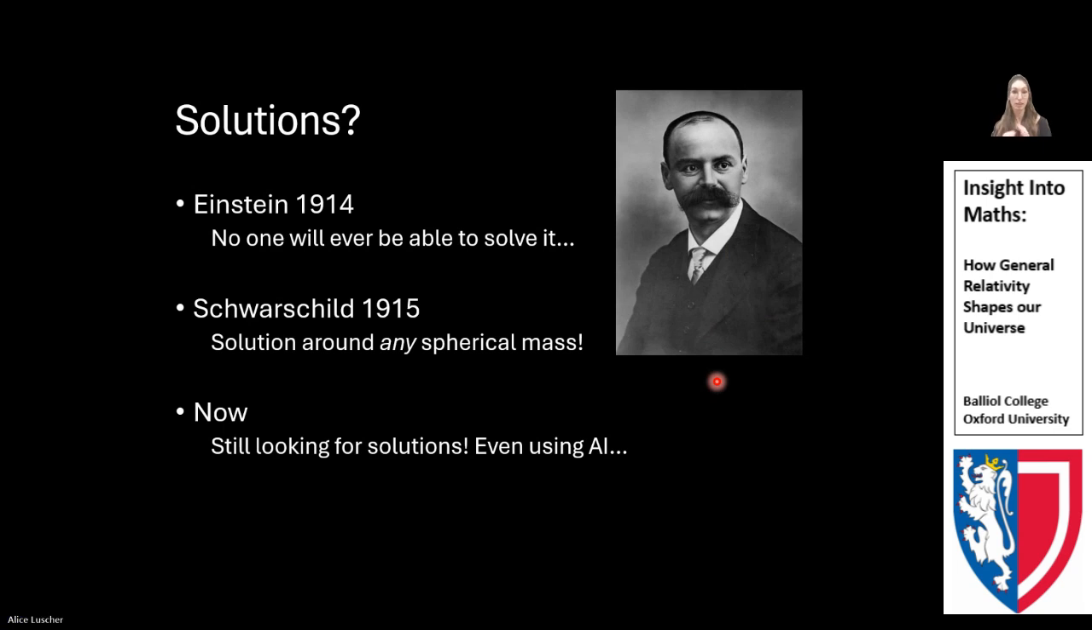But this equation is so difficult, as I was mentioning, that people are actually still looking for solutions. So that is still an open question in theoretical physics, to come up with more solutions to Einstein's equation. But that's an active area of research, and now people are even using AI to try to find these solutions.